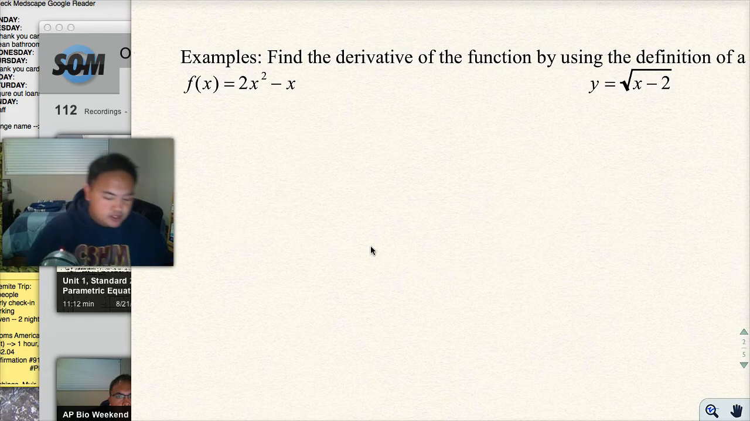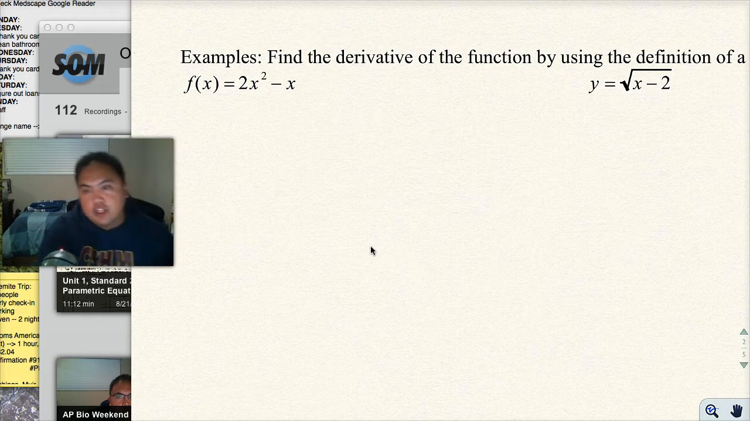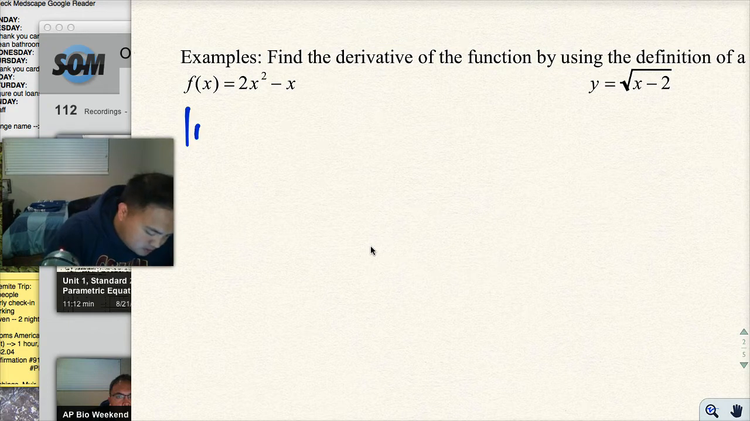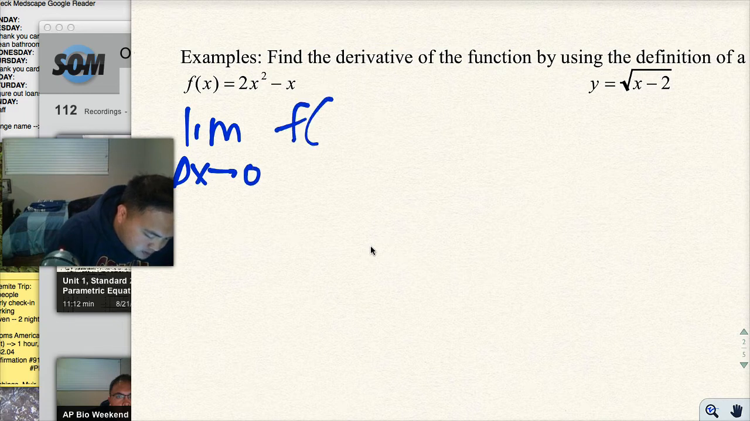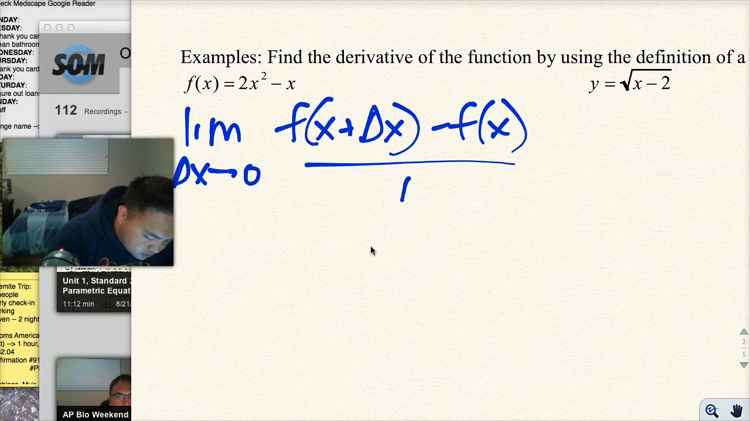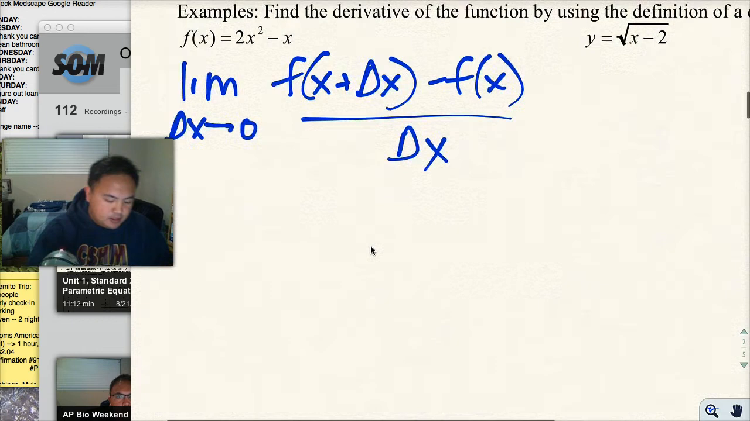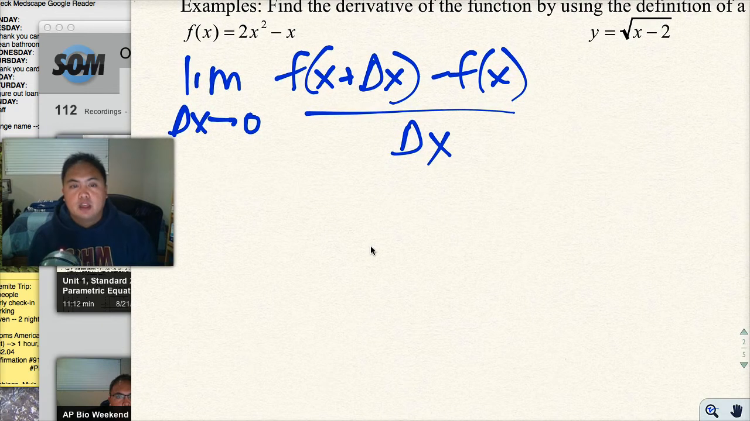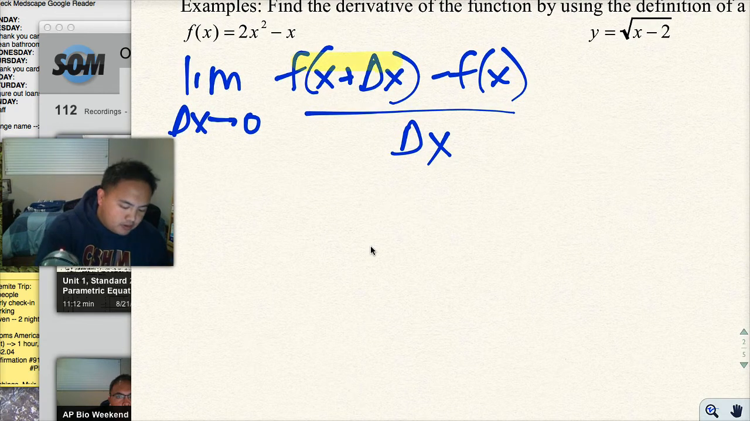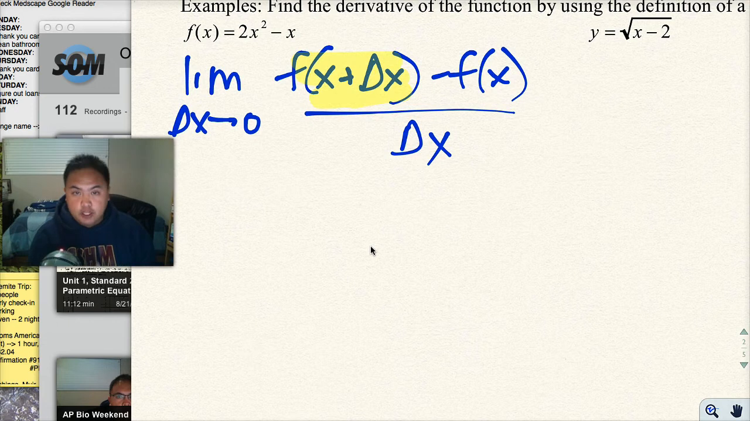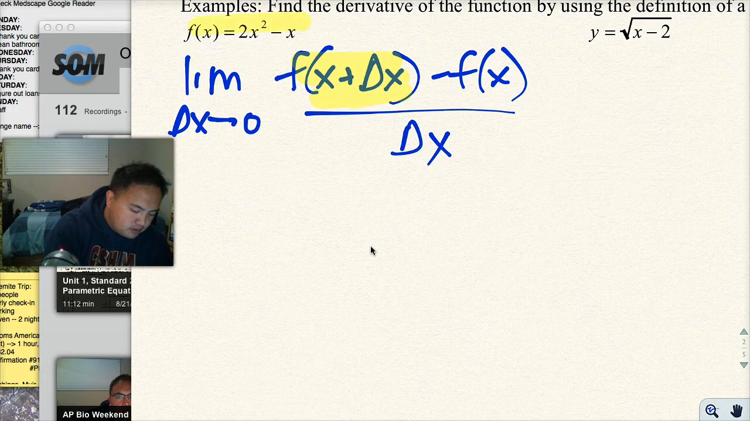Here's how you do it. First thing you do is write the official definition of a derivative, which is the limit as delta x goes to 0 of f of x plus delta x minus f of x over delta x. And again, this is just the slope formula. That's where we got it. Now, how do we do this? The first part means take your function and put x plus delta x inside it.